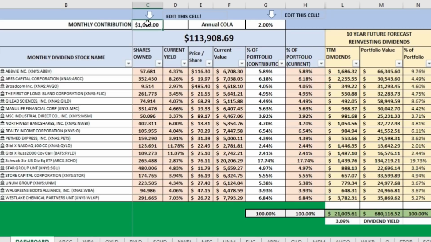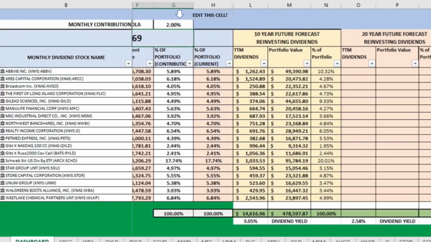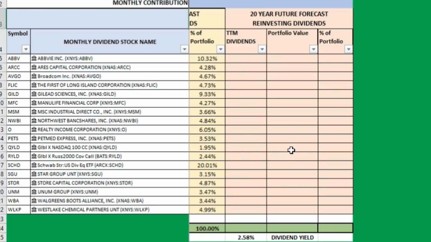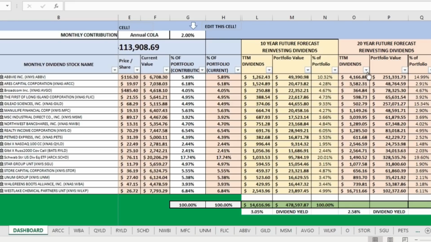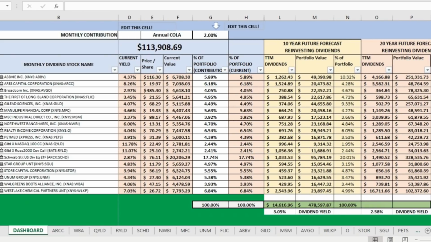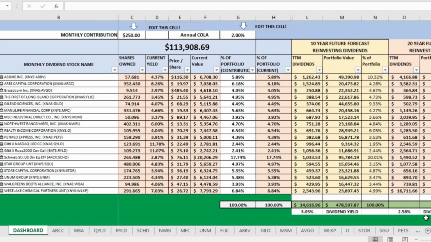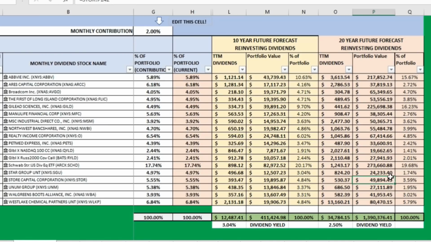Let's drop this back down here to $250 a month, and let's pop over here to the 20-year forecasting. Again, we're just making some assumptions on what's going to happen in the future. We have absolutely no idea. All right, here's our 20-year future forecast reinvesting dividends. Started with 113. Let's actually drop it to no contributions, letting the money sit there for 20 years and not contributing any extra money here. You can see it went from 113 to $1.39 million in 20 years, not making any additional contributions.